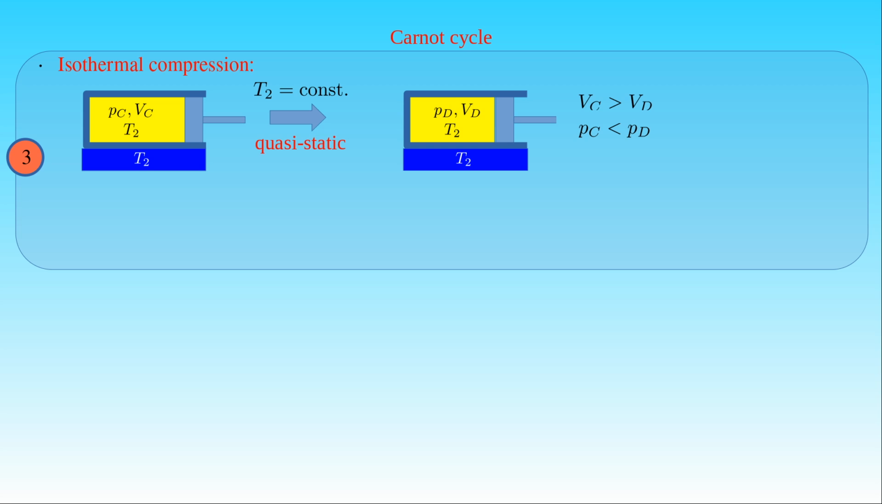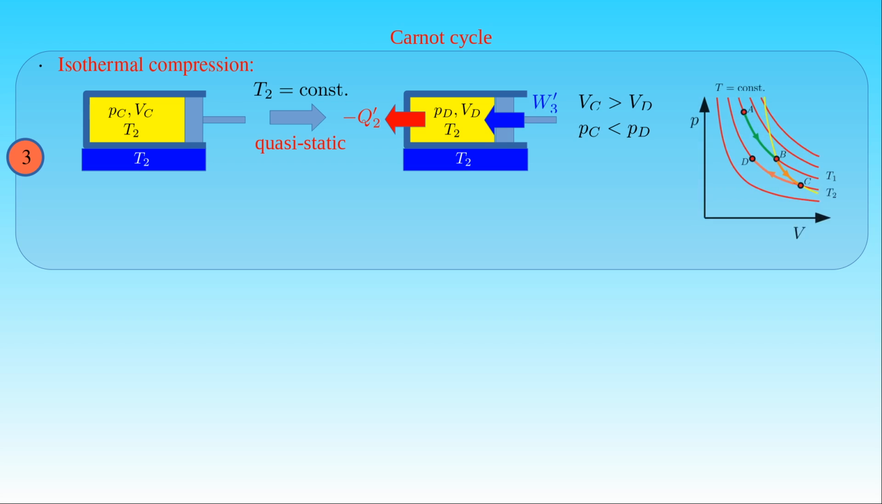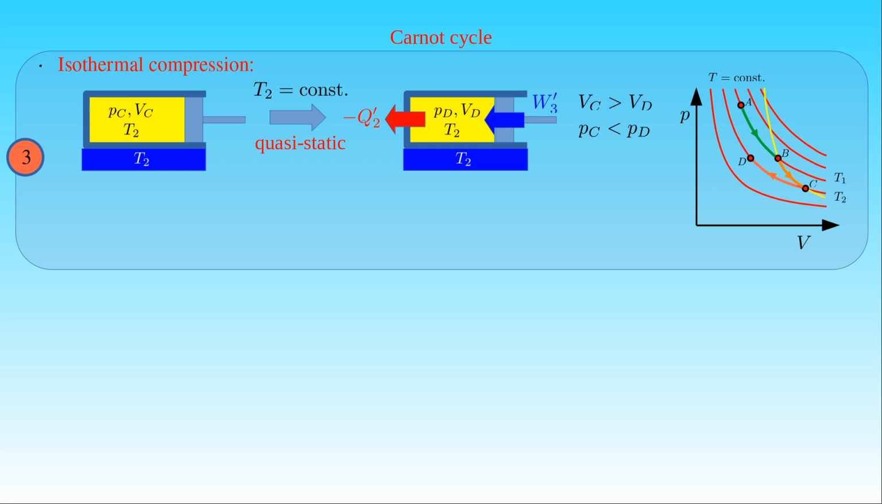During its isothermal compression, the gas releases the heat minus Q'2 to the cold reservoir, where Q'2 is positive. The minus sign indicates that the heat flows out from the gas, extracting energy from the system. The moving piston does some work on the gas, that is, the pressure volume work W'3 done by the gas on the surroundings is negative. In the pressure volume diagram, the initial state C and the final state D of the gas undergoing the isothermal compression lie on the isotherm of the absolute temperature T2, and the process is represented by the purple curve on the hyperbola between the points C and D.